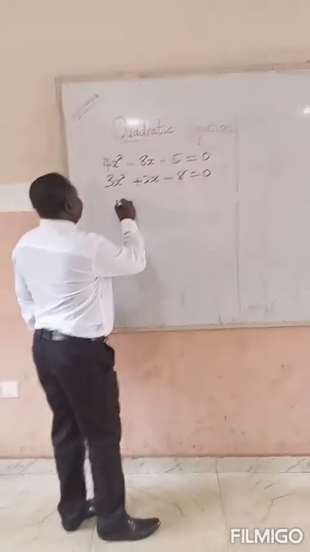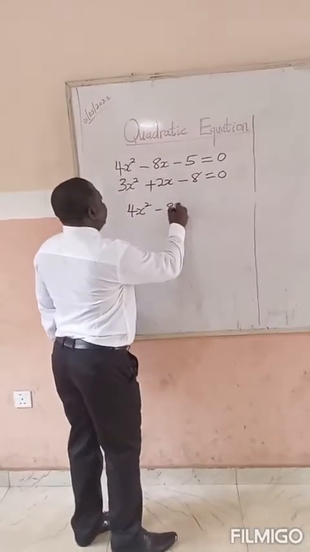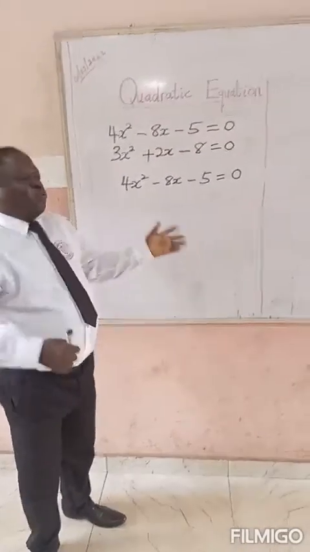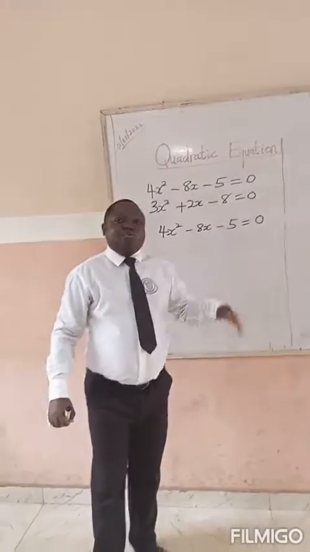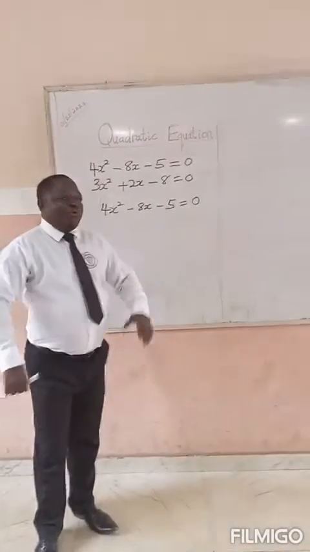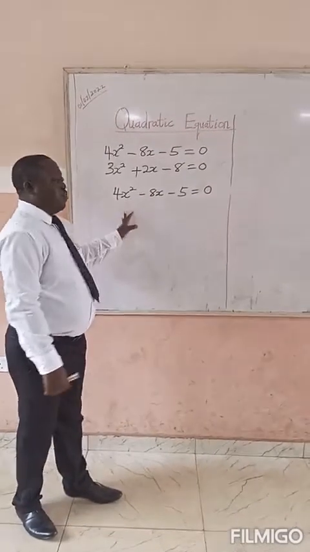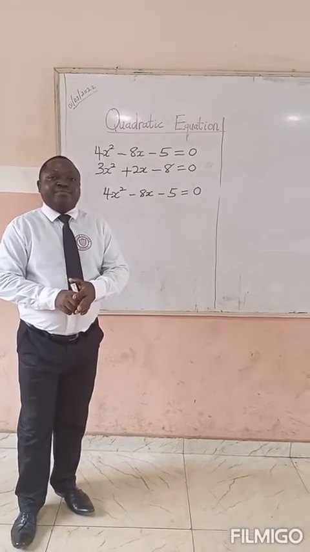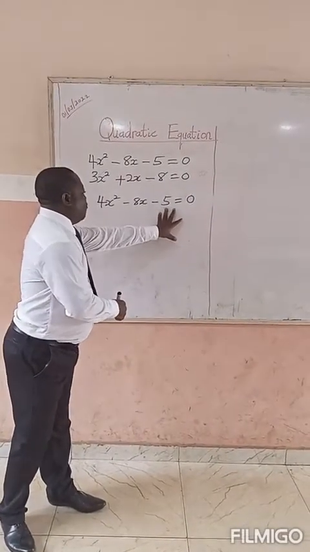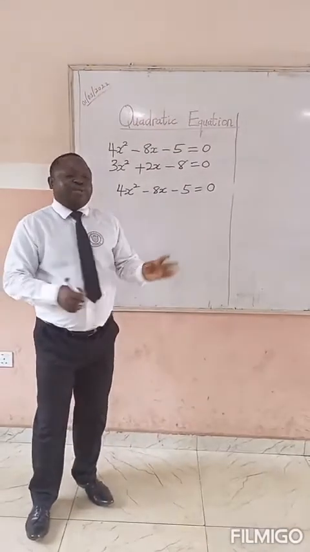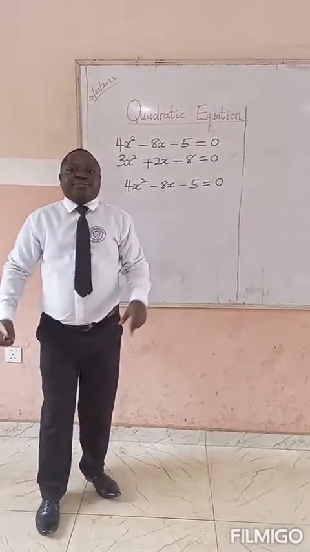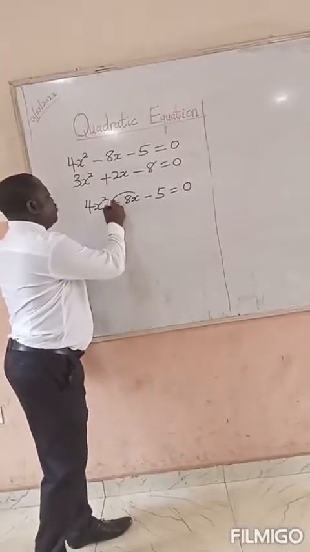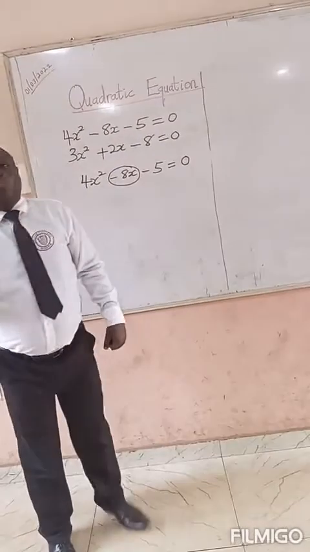We want to solve this equation 4x squared minus 8x minus 5 is equal to 0. To solve an equation means to find the value of an unknown number. So how can we do this? We want to factorize. But to factorize, two expressions are involved. But this is not up to 4 terms. So that means we need to include one more term to this. And how do we include one more term? We need to split this middle expression into 2.